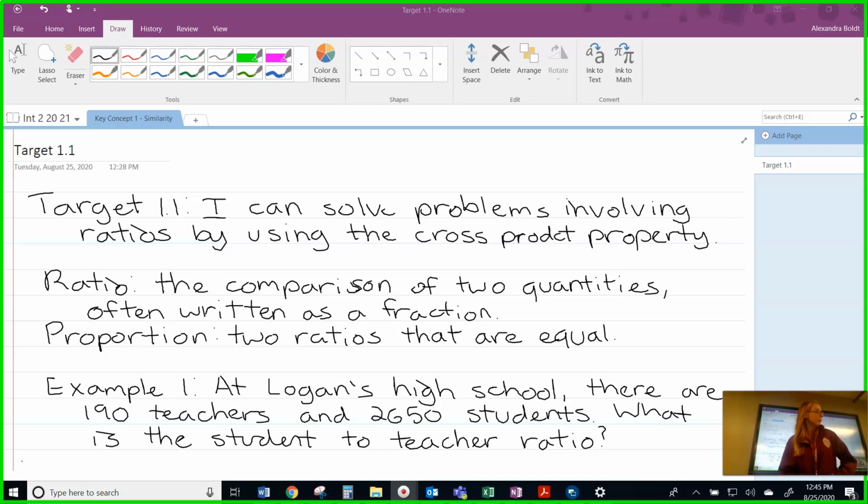So we're looking at Target 1.1, and it says I can solve problems involving ratios by using the cross product property. Okay. So a ratio, that's our first definition.